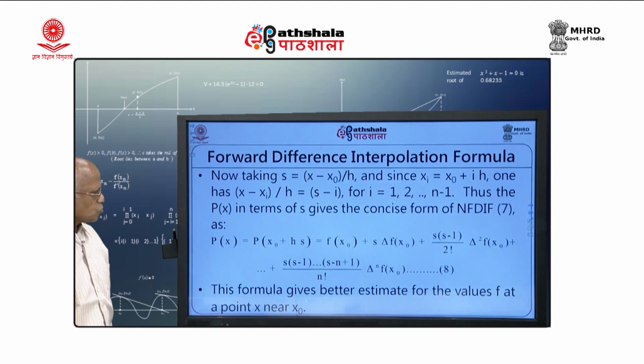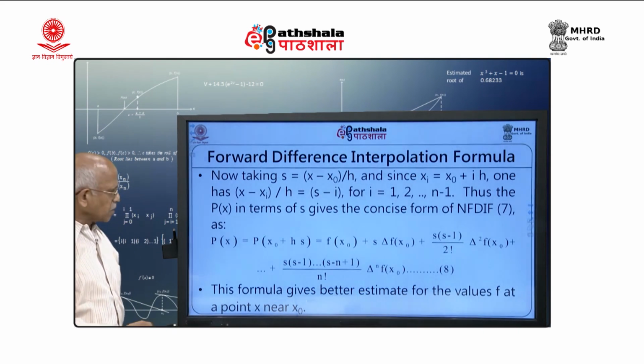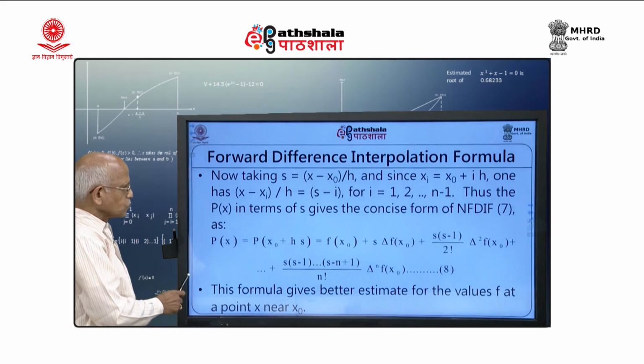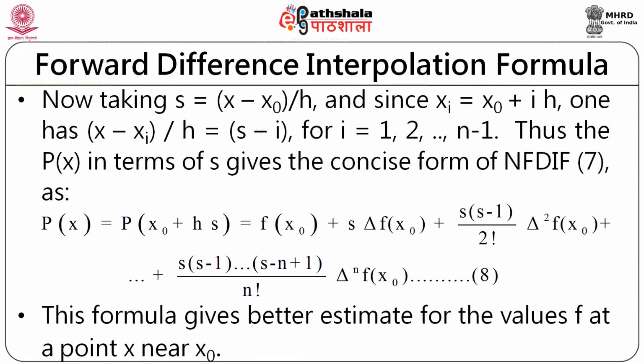So, this formula gives a better estimate for the values of f at a point near to x0, because this is the forward difference interpolation formula. We expect that it should give better results near the beginning, near the starting point x0. That is what we expect, but we will see at a later stage that that is not going to be so true. We will see that at a later stage while considering the illustrations.